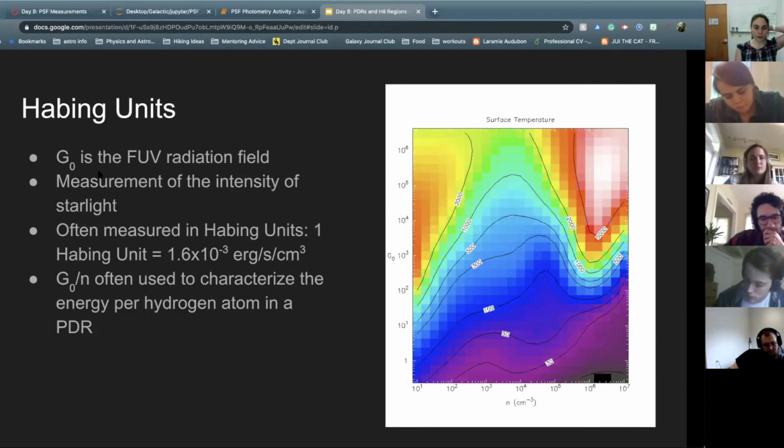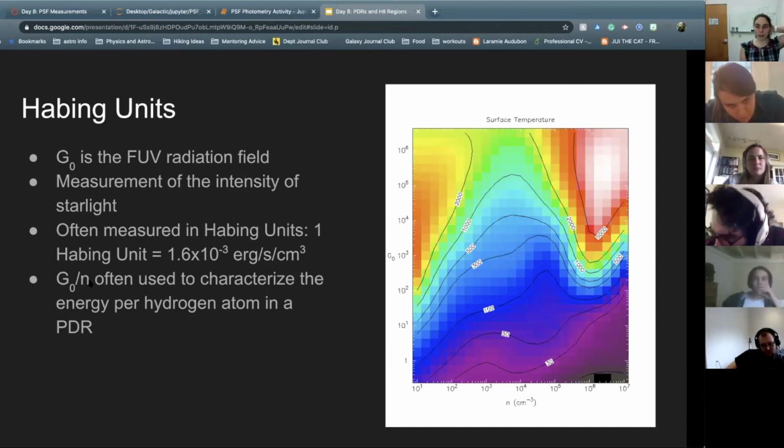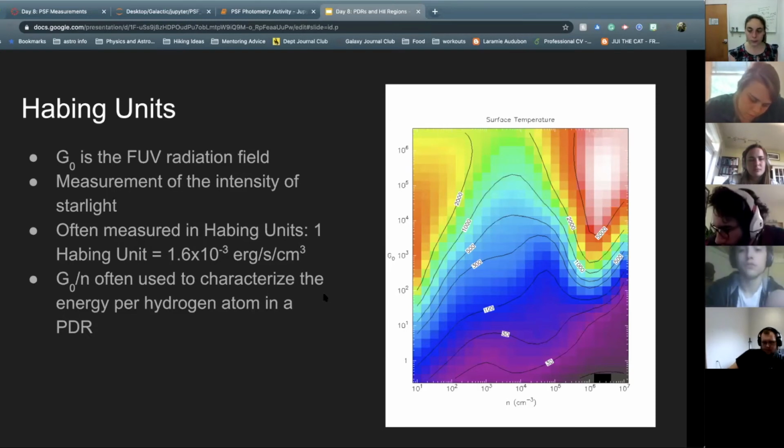We're typically interested not so much in G naught alone, but really in this quantity G naught divided by N, G naught divided by density, because that tells us how much energy there is per hydrogen atom in a PDR. So that tells us a lot about the temperature in this PDR, how often are we getting collisions or atoms colliding, just what are the physical conditions inside of a PDR. And if we know that, if we can model that, then we can get a lot of other information about a PDR.